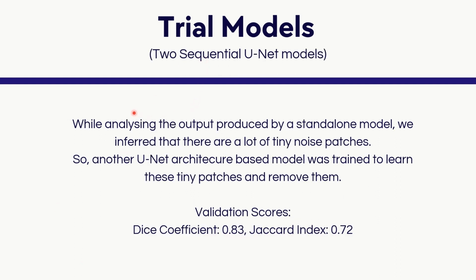Then we thought, we were getting very good results by using a single UNet, so why not use two UNets? While analyzing the output, we saw that there were a lot of tiny noise patches which could be enhanced. So we used another UNet-based architecture which was trained to learn these tiny patches and remove them. By doing this, we had a dice coefficient of 0.83 and a Jaccard index of 0.72, which was an improvement from the last.